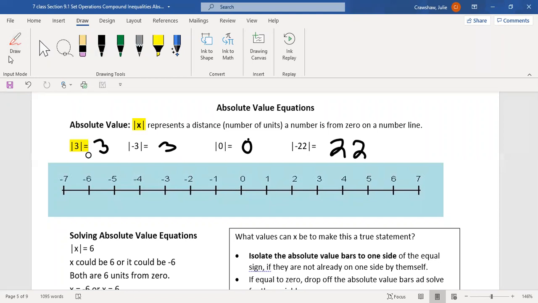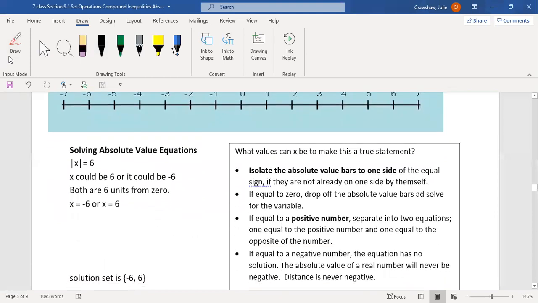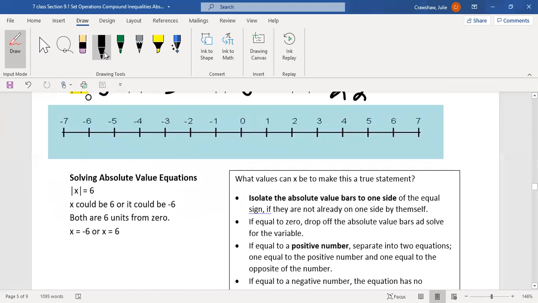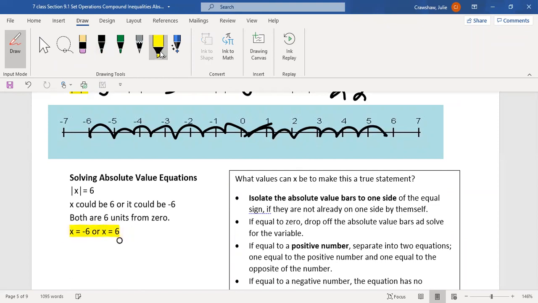Now, if I have an equation, the absolute value of x equals 6, it's asking me what value is 6 units away from 0. Well, notice on the number line, positive 6 is 6 units away from 0, but so is -6. There are two answers. I've got two values that will make that a true statement. So when you have the absolute value of a letter equal to a positive number, you're going to get two answers.